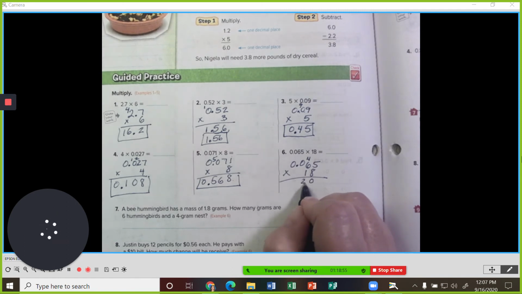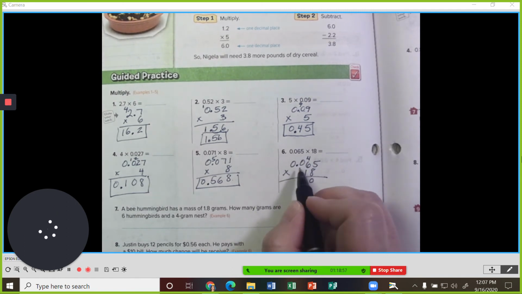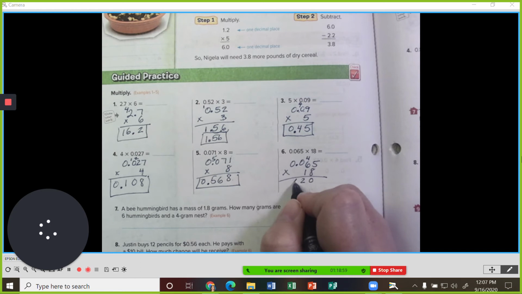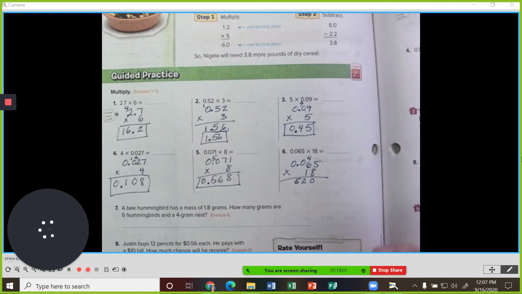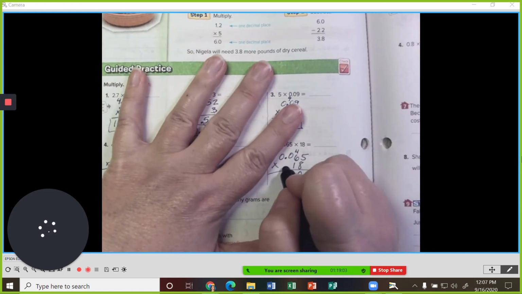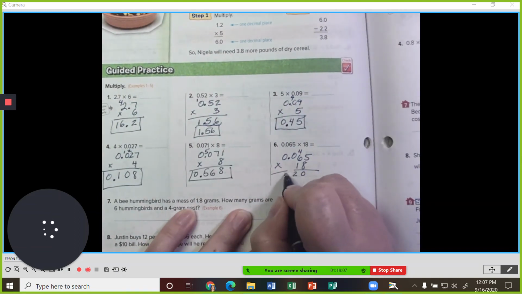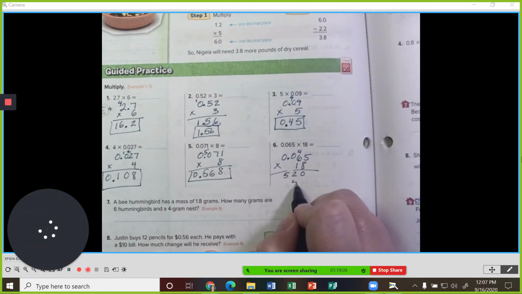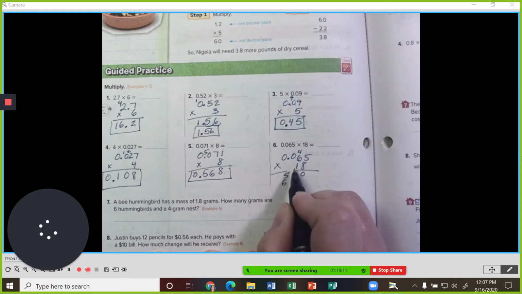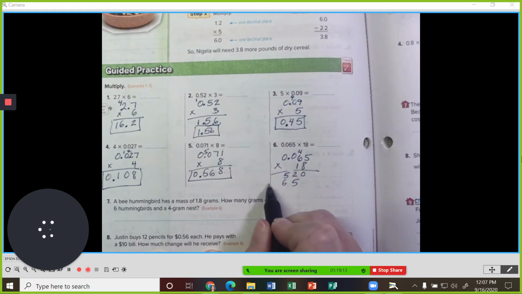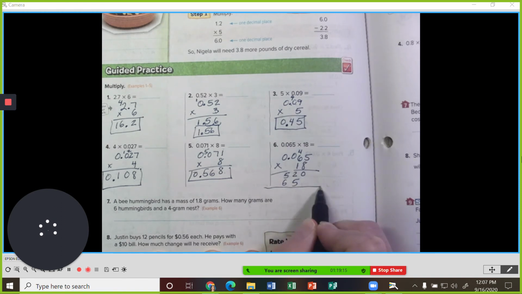You can write the 2, carry the 5, or if you see these are all zeros, you can just write the 52 here. Okay, that 5 looks a little like a 6. I'm just going to make that a little neater. Okay, 1 times 5 is 5. 1 times 6 is 6, and you can or not write those zeros to the left. It's up to you. Then we add these two rows together.